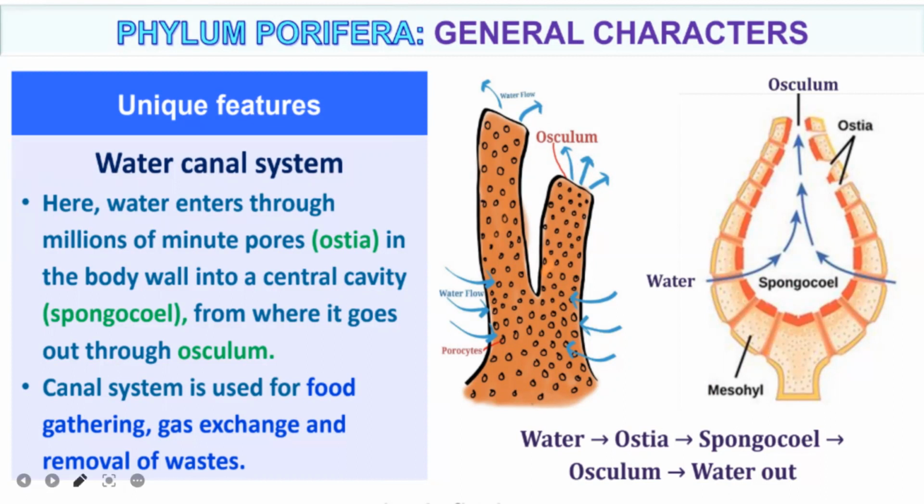The canal system is used for food gathering, gas exchange, and removal of waste. Whatever food is brought by this water will be taken by the sponge. Then whatever gas is there will be exchanged, and whatever waste is there will be removed here. This is how they eat. They don't have a mouth.